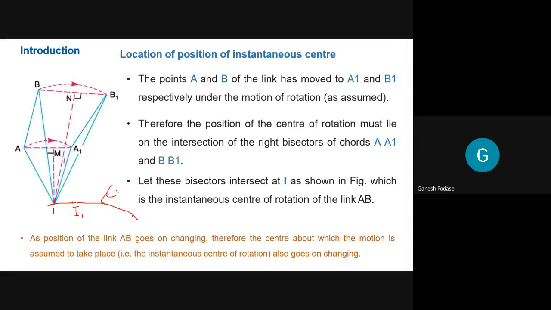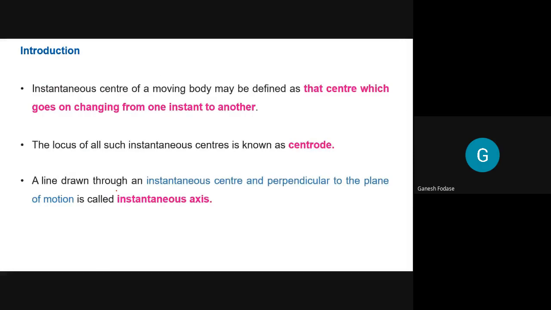Yes or no? Yes, sir. We are getting different centers of rotation at different instants. That's why it is instantaneous. And if I join them, it is called the centroid. I hope you understand. It is written here: the locus of all such instantaneous centers is known as the centroid. So I defined ICR, then I told you, yes, centroid.